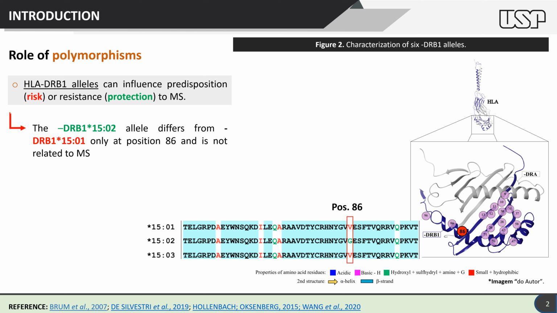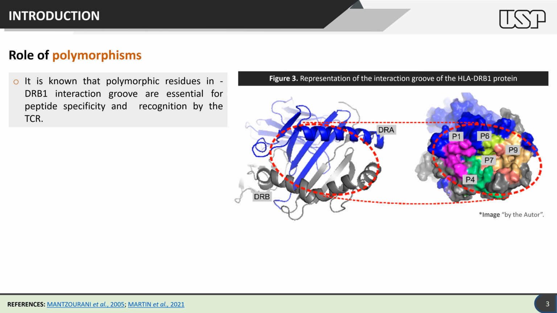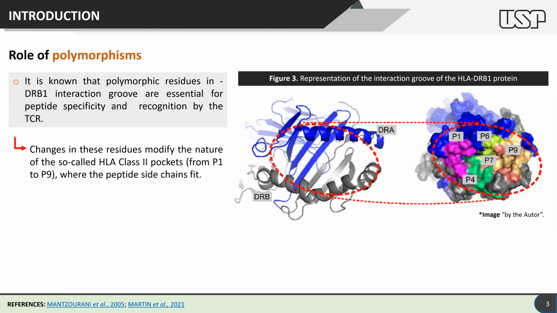Despite the abundance of biochemical and structural information available for these alleles, it is still unclear why some confer a higher risk for this disease, while others seem to offer protection. We know that polymorphic residues in the binding groove of HLA-DRB1 are crucial for peptide binding and recognition by the T-cell receptor. Changes in these residues alter the nature of binding pockets in HLA class II, where the peptide side chains fit, which may be important for understanding the different immune responses associated with each allele.